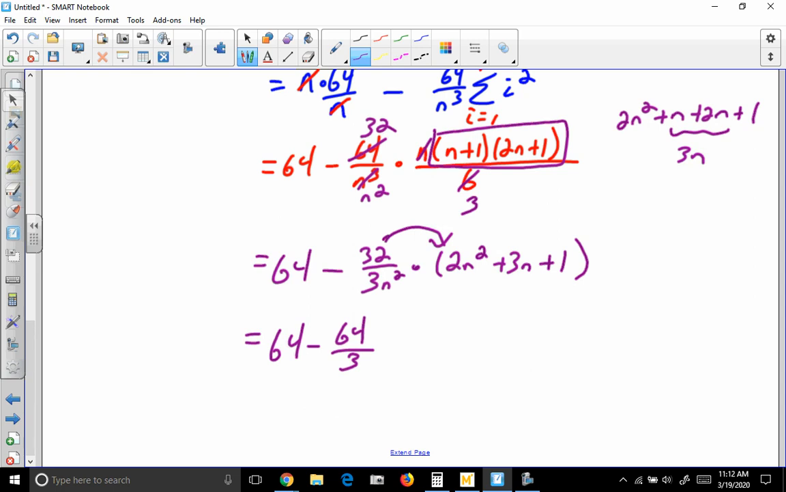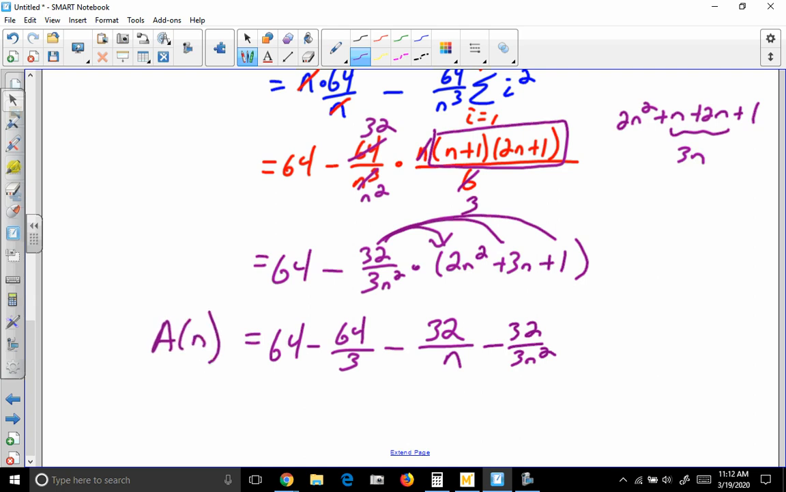When we multiply those together, a negative times a positive is negative. This n will cancel one of those n's out, so we're going to be left with one n on bottom. That 3 and that 3 cancel, so that leaves us 32 over n. When we multiply those together, 1 times anything is itself. So this is a formula for the area in terms of n.